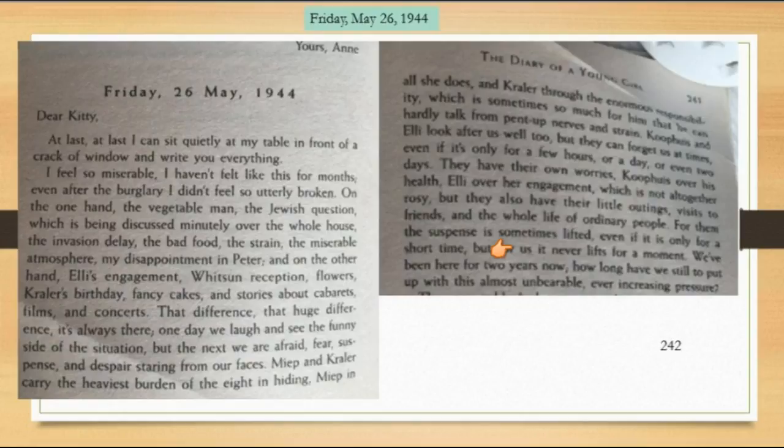So Anne, along with a lot of the other annexed residents, are having a very, very difficult time with the fact that they've been in hiding at this point for 2 years.